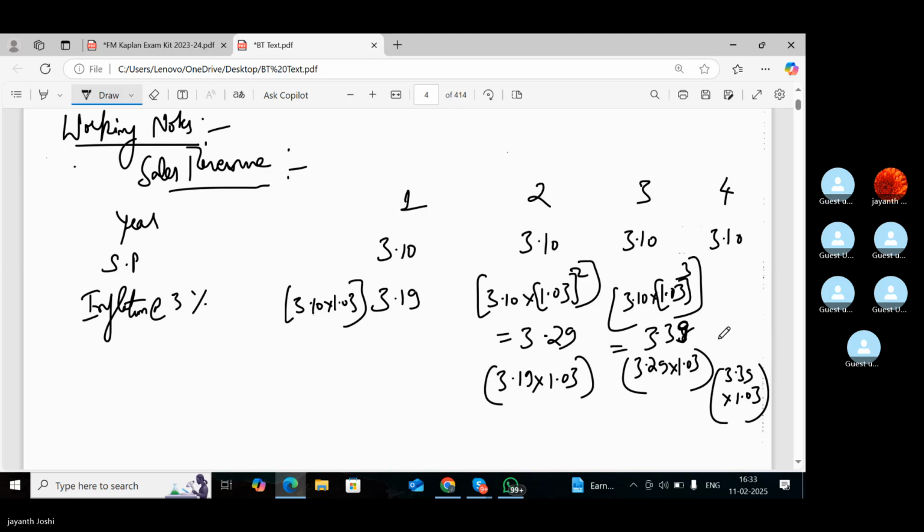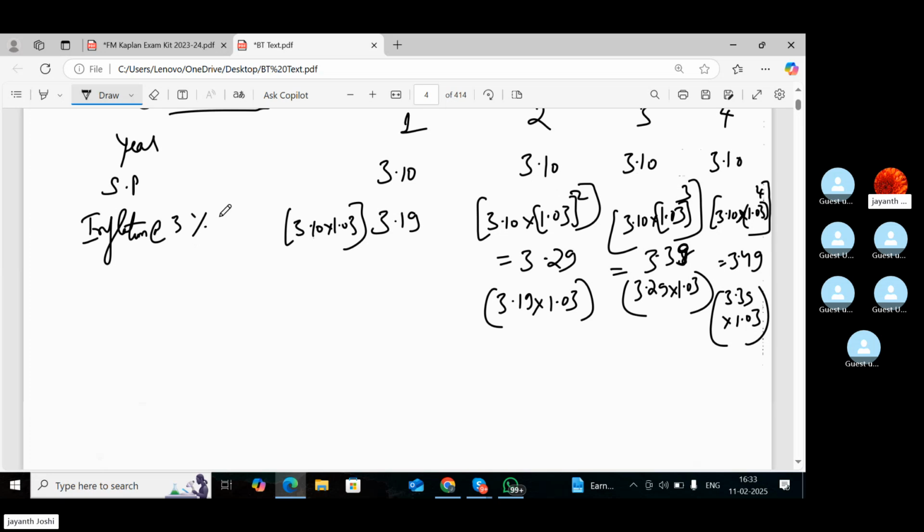3.49, or 3.10 into 1.03 whole power 4, you can do. Okay. So this is the way you can do the inflation adjustments and find out the values.